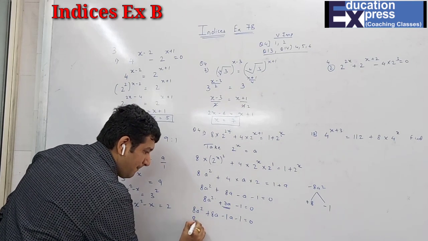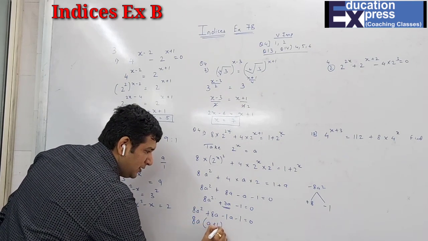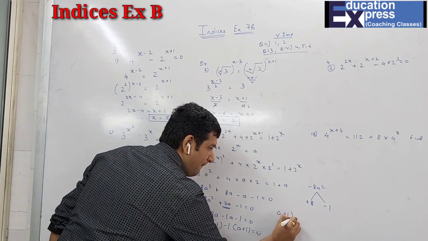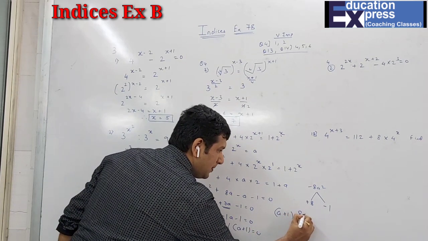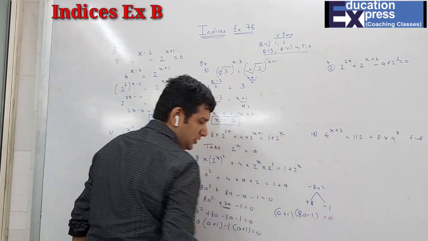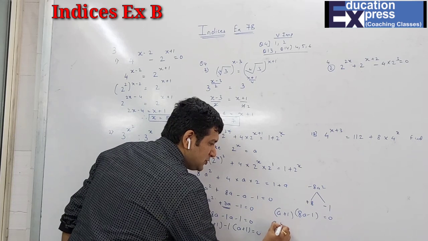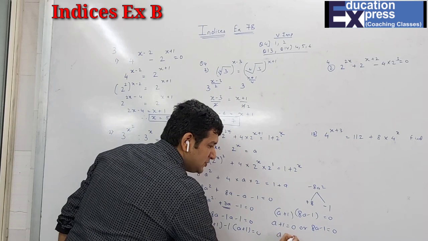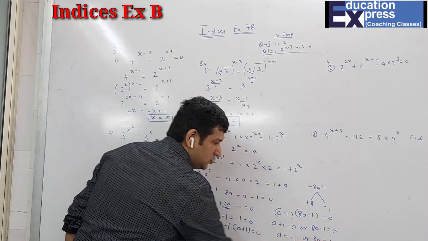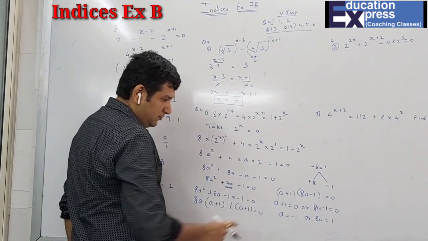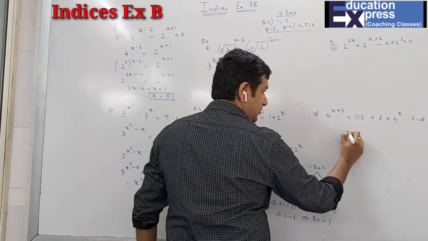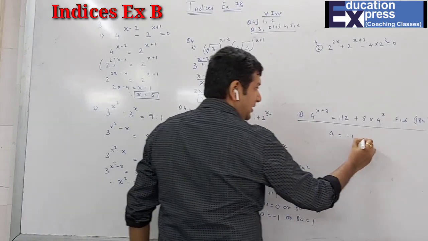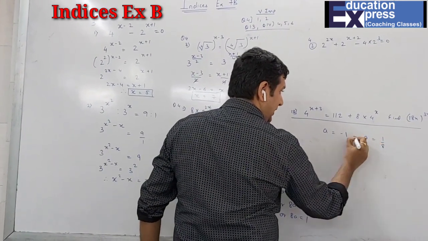A common, a plus 1 minus 1 common, a plus 1 equals to 0. Now a plus 1 is common and 8a minus 1 is common, equals to 0. So a plus 1 equals to 0 or 8a minus 1 equals to 0. So a is minus 1 or 8a equals to 1. So students, over here now, a is equal to minus 1 and a equals to 1 upon 8.